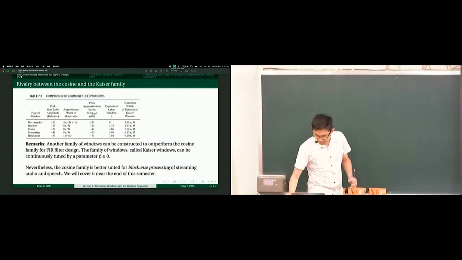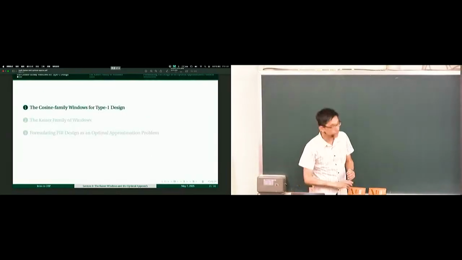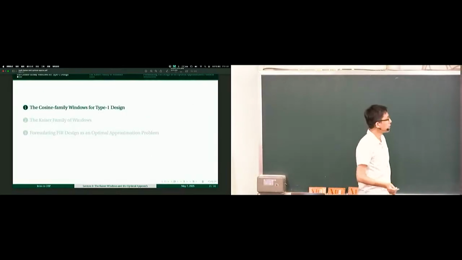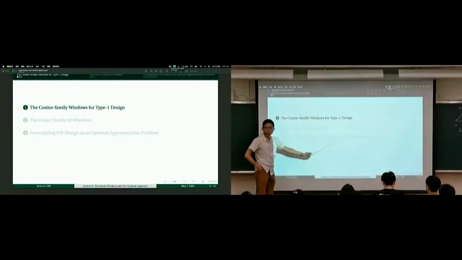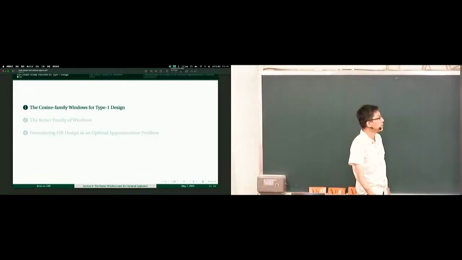Okay, back to today's outline. Today we are going to first summarize the cosine family windows and how we use them for Type 1 design. Type 1 is a terminology, jargon, 一个专有名词啊, Type 1.